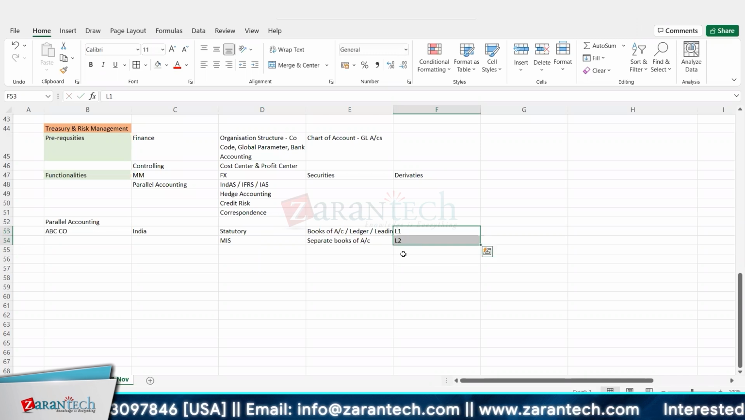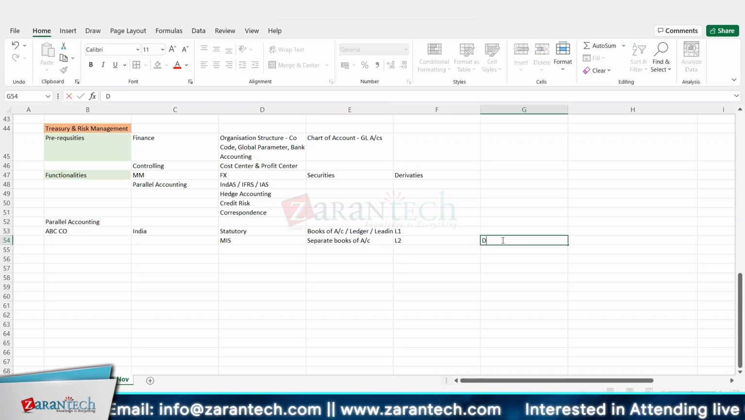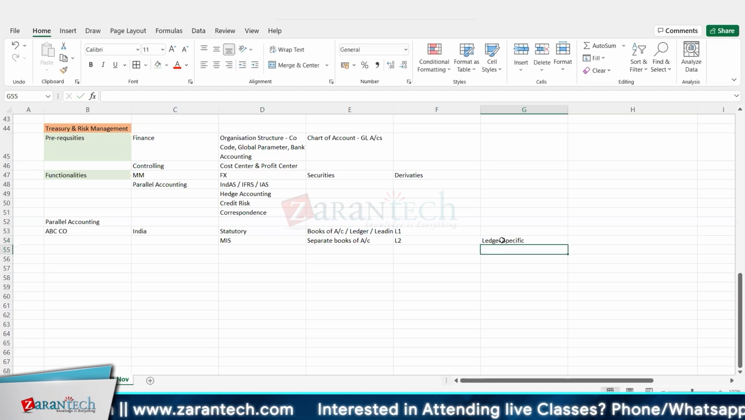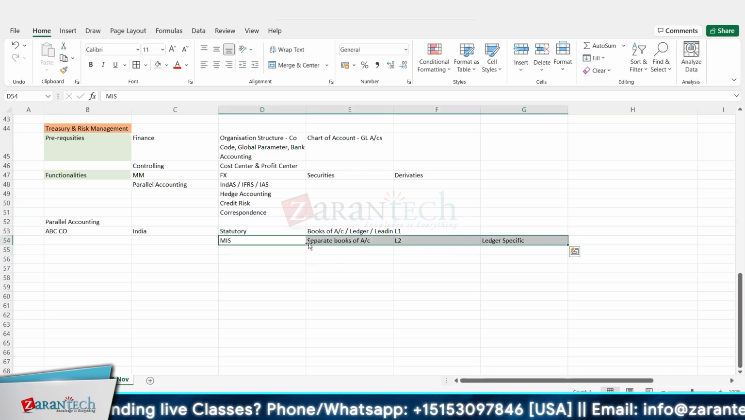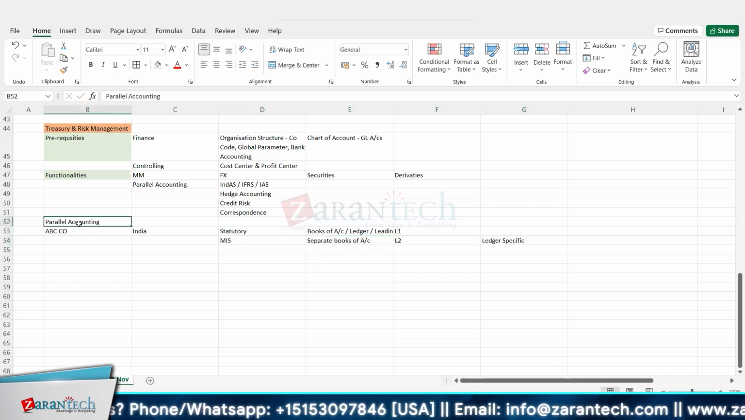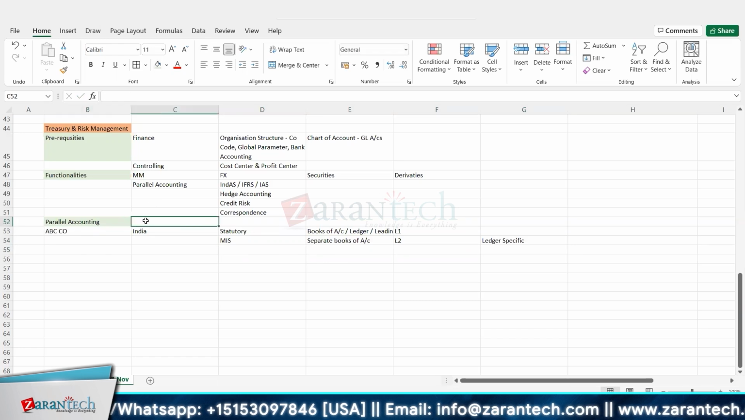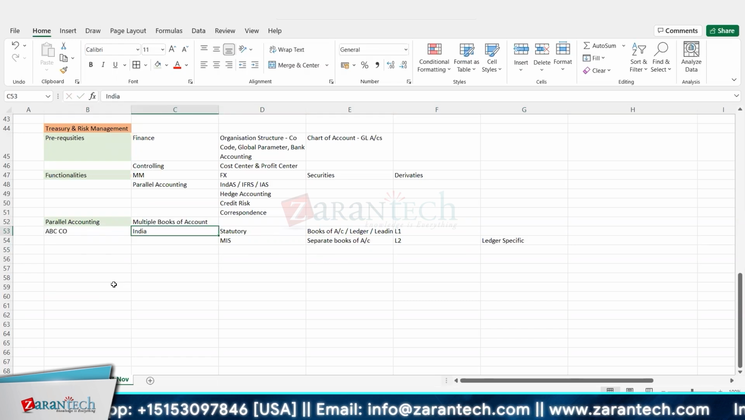Whatever transaction we post, it will update both the ledgers. And SAP has also given functionality for ledger-specific posting, or books-of-account-specific posting. It means you can post some specific transaction which is relevant or applicable only to a particular book. So that functionality is also available. It means at a given point of time, you are able to maintain multiple books. That is called parallel accounting. So here I am able to maintain multiple books of account in the SAP module.